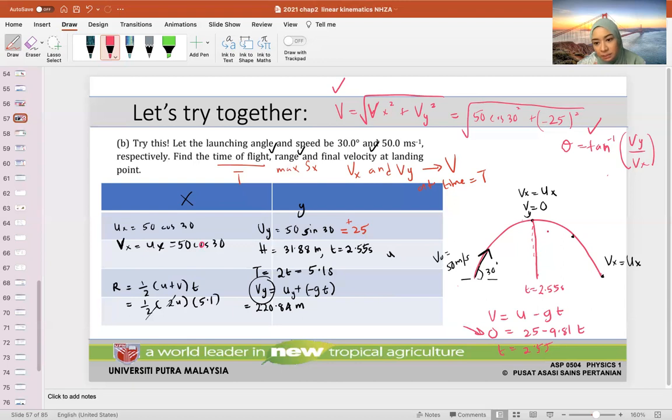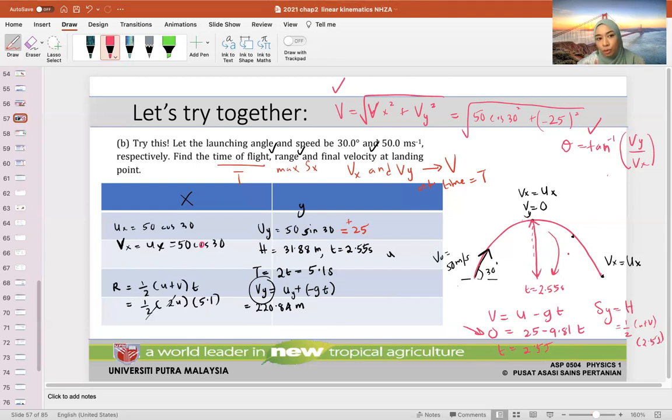Okay, so kenapa saya cari masa? Sebab saya nak tahu displacement. So using this time, I put it into my SY, which gets me H. So 1/2, U plus V, letak time 2.55. So apa yang saya dapat kat sini? Saya dapat H. I get this point.